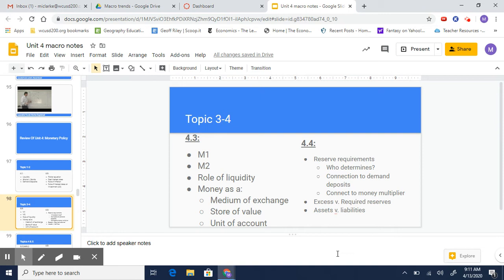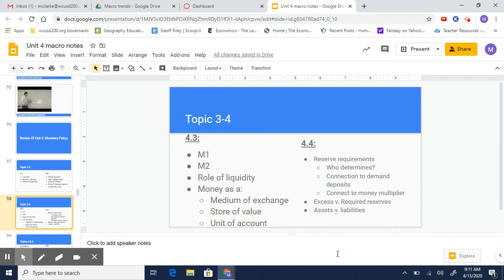4.4 deals with banking, T-charts, and reserve requirements, the role of reserve requirements in creating money in our economy. So what you want to think about here is who determines reserve requirements? That's the Federal Reserve. The Federal Reserve, our nation's central bank, sets those reserve requirements. What is a reserve requirement? Well, it's connected to demand deposits.